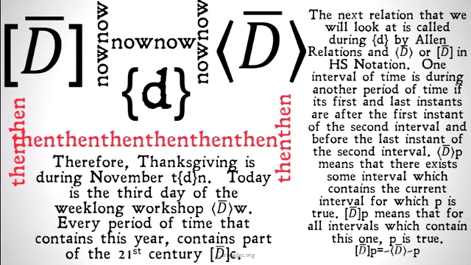Today is the third day of the week-long workshop. We're not perfectly going to translate that. Basically, we're saying that our current interval today is during the period of time of the week-long workshop. It's not the first interval. It's not the last interval. It's somewhere in the middle. It's not saying that it's the third day necessarily, but it's saying it's somewhere in the middle. And every period of time that contains this year contains part of the 21st century. Once again, that should make some degree of sense. As with all of these, they are all following the same pattern. So if you can understand any one of these relations, it should very much help you with all of the others.